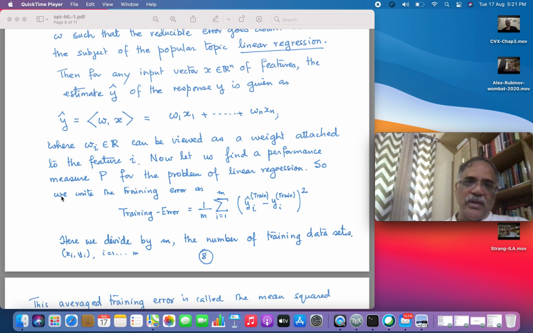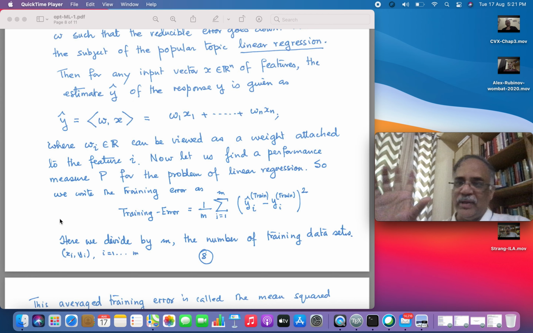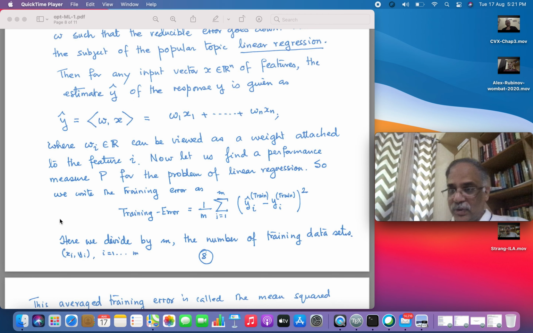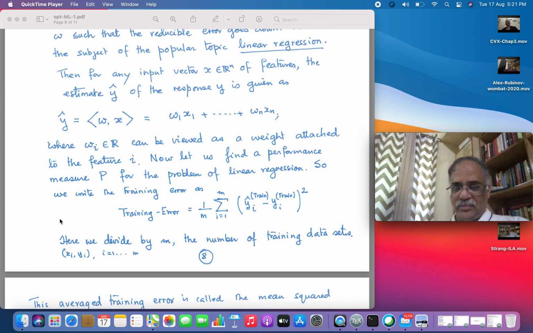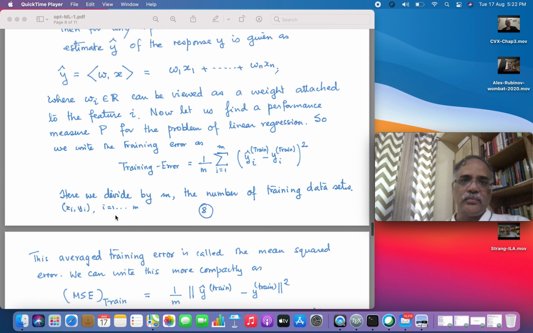Now you find this w based on the training data by minimizing the training error, and then try to see, if you get the test data, what this w is giving. Is it actually doing a good thing or a bad thing? That's the whole point. So this is the training error. I have taken an average of the squared training error, that's called the mean square error.